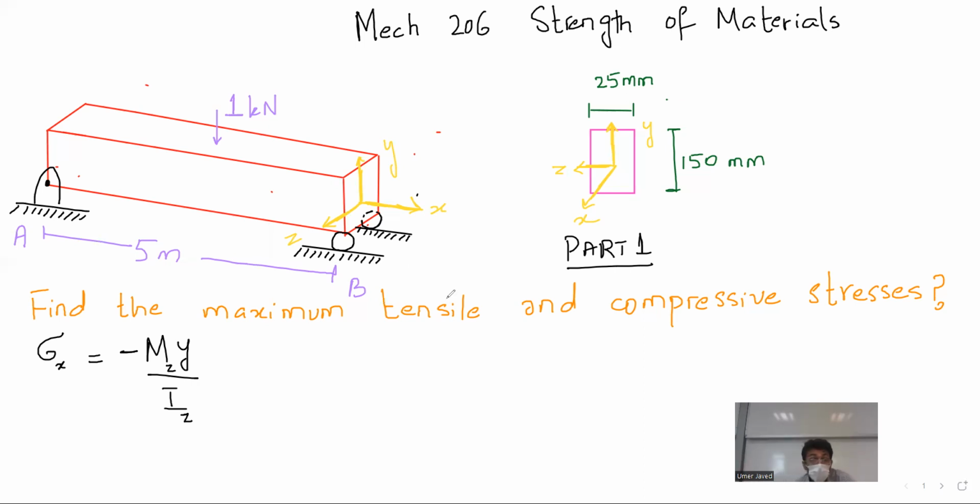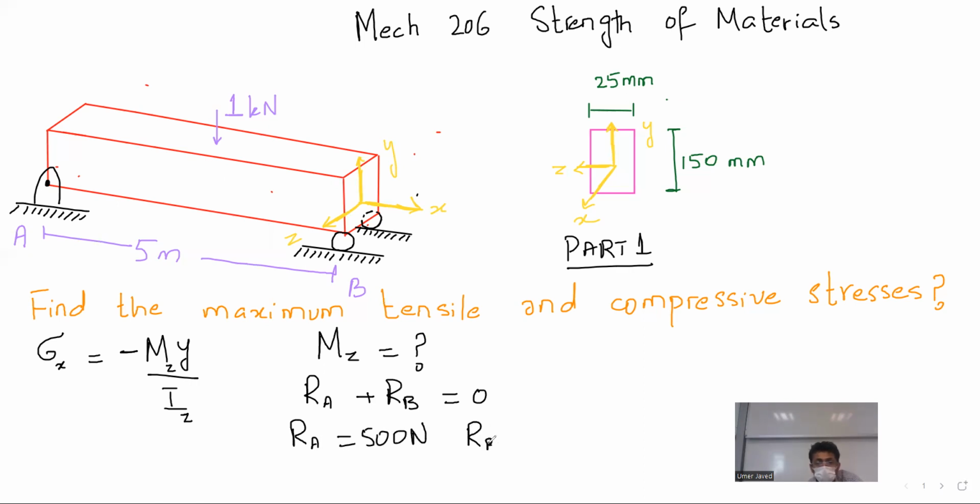That's fine. Okay. Then stress X equal to, I need the MZ. What is MZ, by the way? I will have RA plus RB equal to 0. Statics. Okay. Then in my statics, they told me this is 1 kilonewton. I think it is acting in the middle. I will skip those details. 500 Newton will be supported by A and 500 Newton will be supported by B. Got it? So I will say RA equal to 500 and RB will be 500.